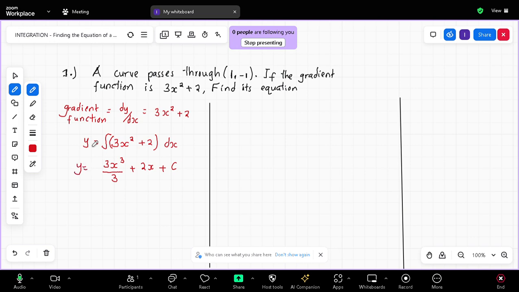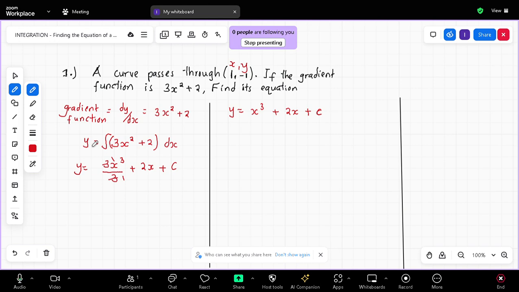Now this gets you to y equal to, so 1 by 1, x cubed plus 2x plus a constant term called c. Now we have been given the point the curve passes through. So this 1 represents the x coordinate and -1 represents the y coordinate. So where we have x, we substitute 1, and where we have y, we substitute -1. This helps us to find the value of c.